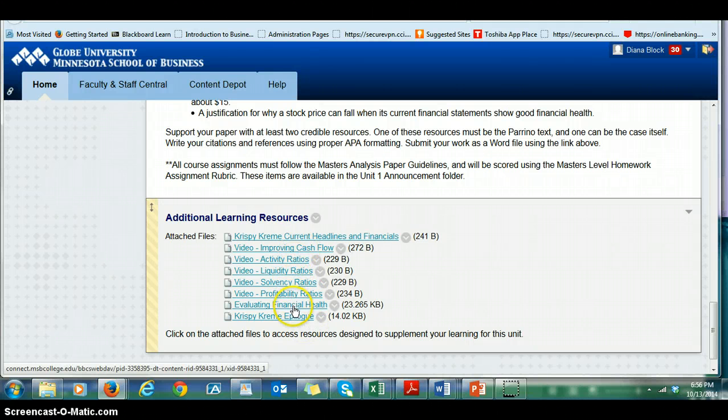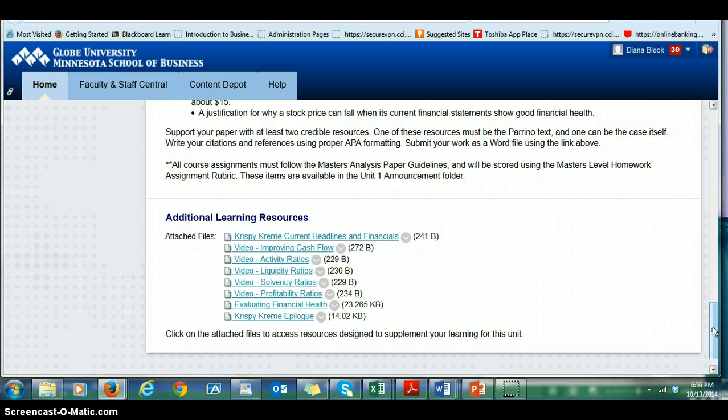All of these videos are going to summarize a lot of the ratios that are discussed in the chapter and give you a visual of how those problems are being solved. So that's going to enhance your textbook reading.